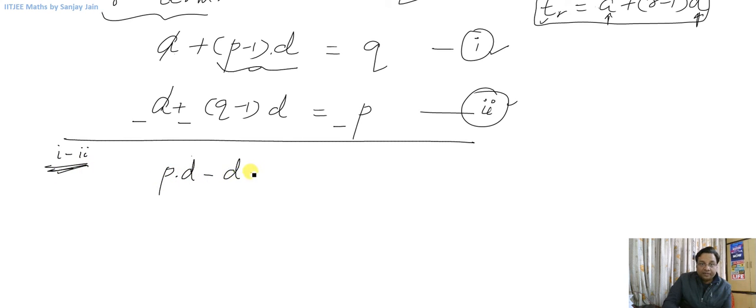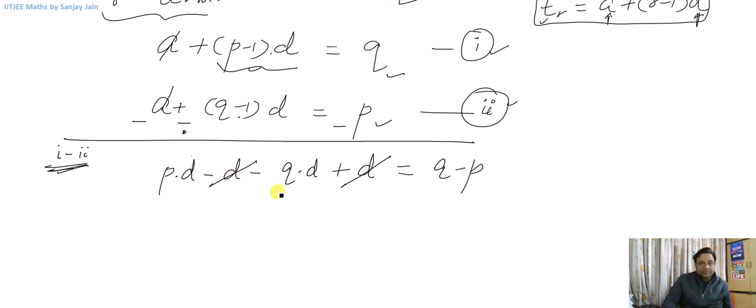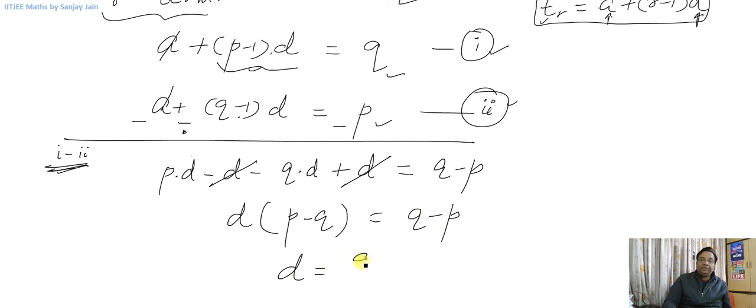minus D minus Q into D, and this minus minus will become plus, and this D will be equal to Q minus P. Now you see this D will get cancelled, and here if I take D outside, I'll have P minus Q, and it is equal to Q minus P. So what will be D? D will be equal to Q minus P divided by P minus Q, which is equal to negative 1. So I have obtained common difference, which is negative 1.